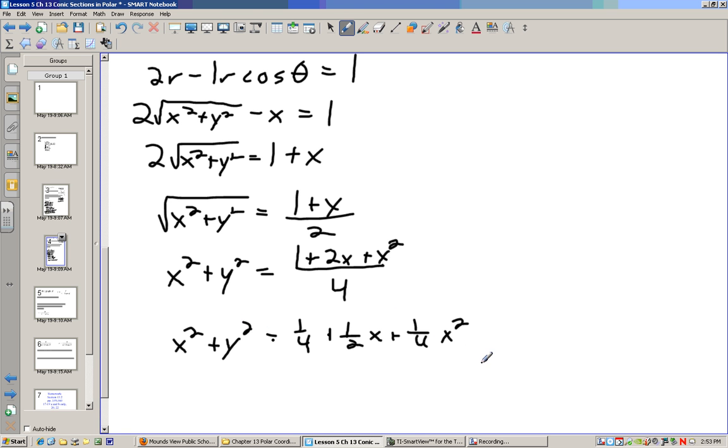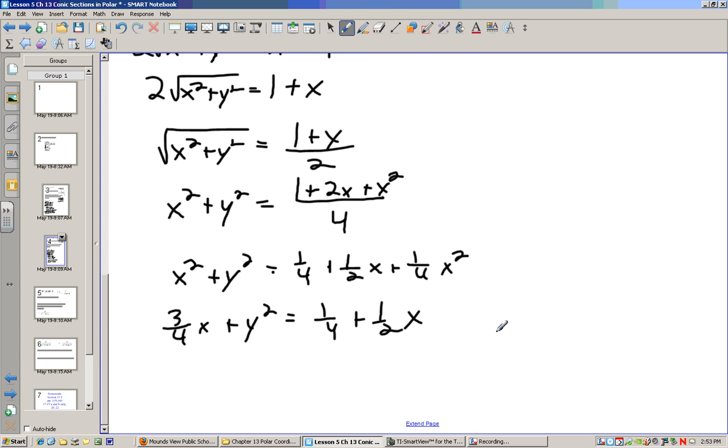So now if we subtract x squared from both sides, this would be 3/4 x squared plus y squared equals 1/4 plus 1/2 x. And again, we can continue with this and figure out exactly what it would look like. However, from here, since both these coefficients are positive, we know that this is going to be an ellipse.